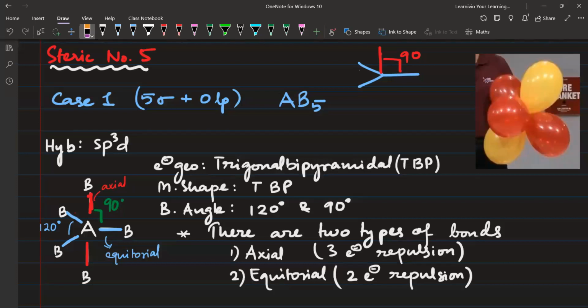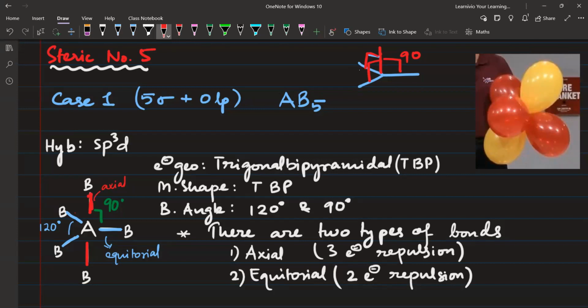Axial bond will be making 90 degree with this one. It will be making 90 degree with this one also. With this one also, it is going to make 90 degree. With this one also, it is going to make 90 degree. Make sense? Yes, sir. So how many repulsions?